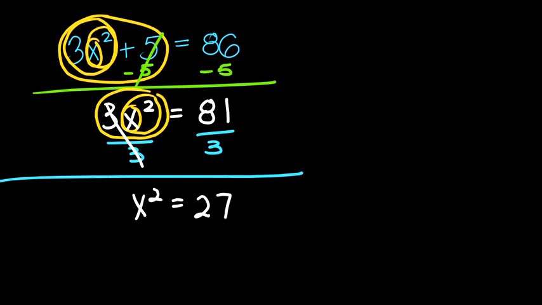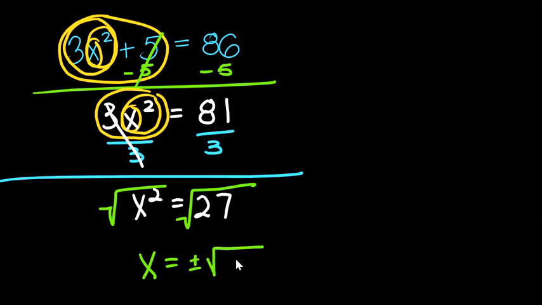Finally, we've got to get rid of that exponent, and we get rid of that exponent how? Right, we got to take a square root. To get rid of that exponent, we take a square root on both sides. The square root of x squared is just x. And that's going to give us x equals plus or minus the square root of 27.